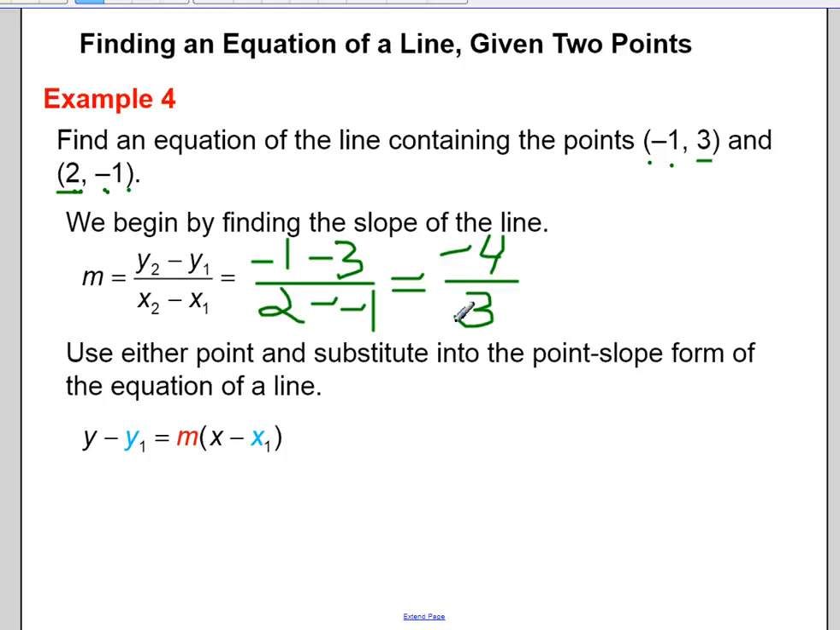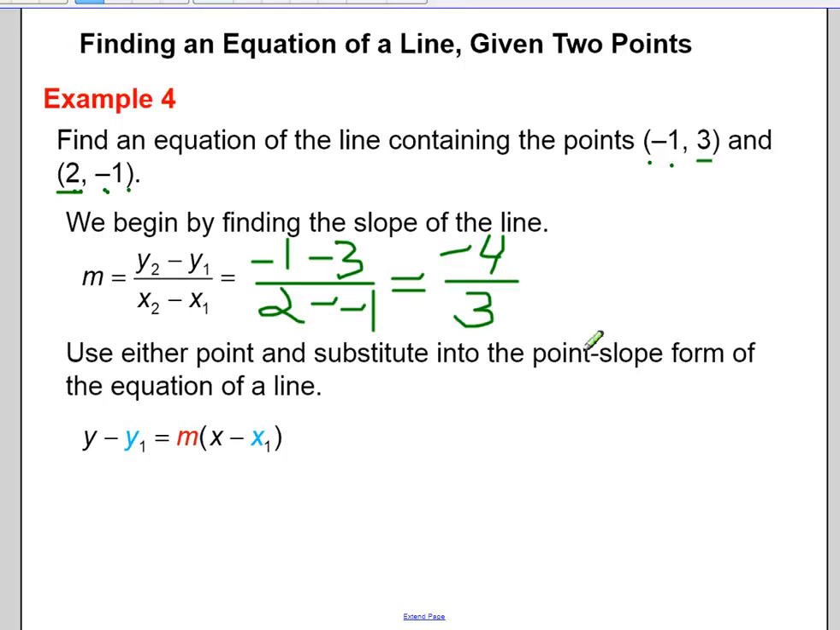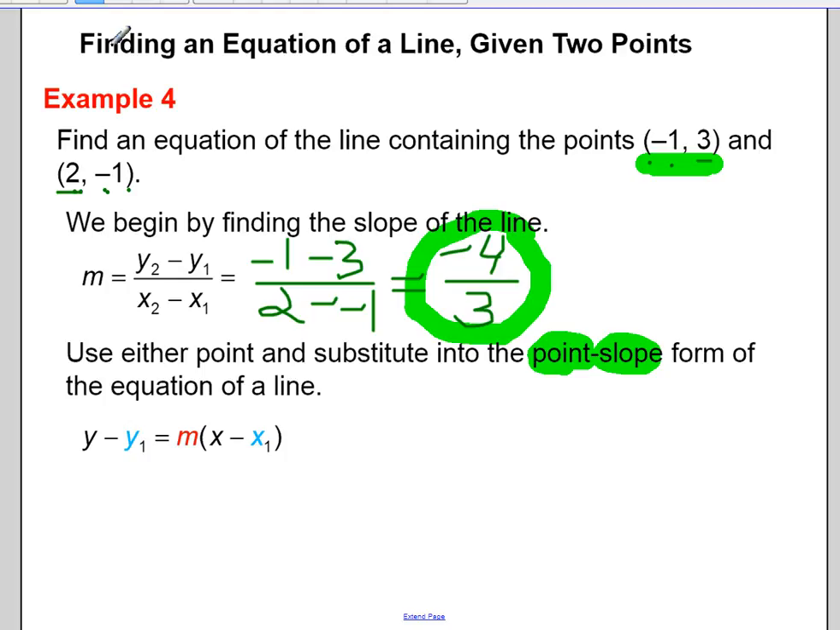To find the equation of a line again, you need a point and you also need a slope. We can use either one of these points. I'm going to use the first point and the slope that we just calculated. Using the point-slope form, y minus y1, we can write this as y minus our given y, which is 3, equals the slope we calculated, -4/3.